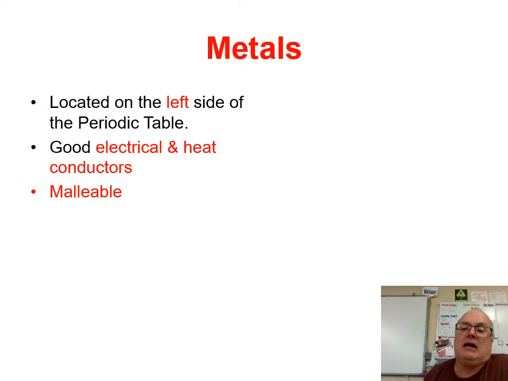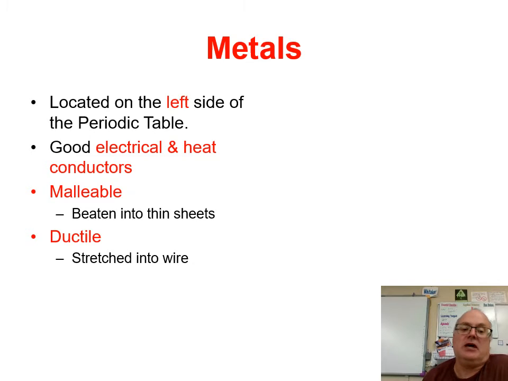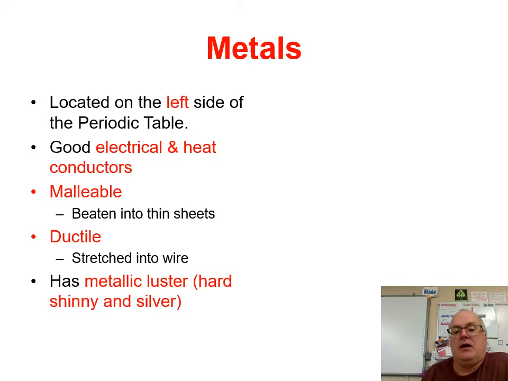They're said to be malleable. What malleable refers to is that you can pound it flat and it will flatten out without shattering. So you can actually pound them into very thin sheets. Metals are also ductile. Ductile means that you can stretch them into a long, thin wire and they won't snap. And metals are said to have luster. Luster refers to anything that will reflect light, and it tends to be silver in color.